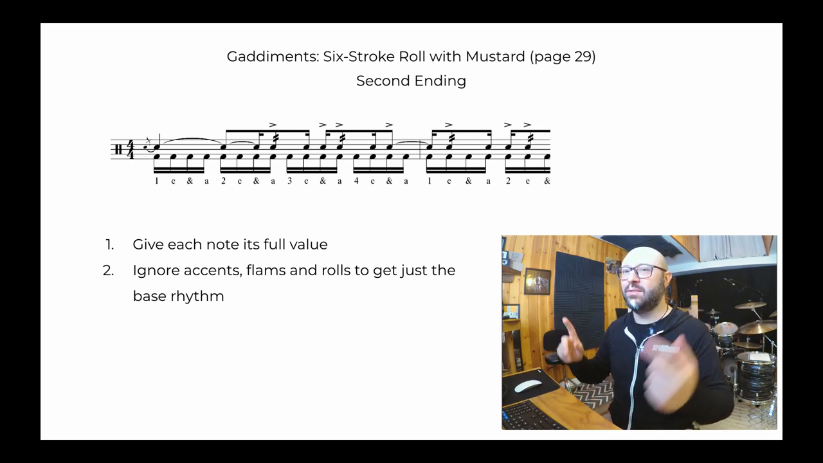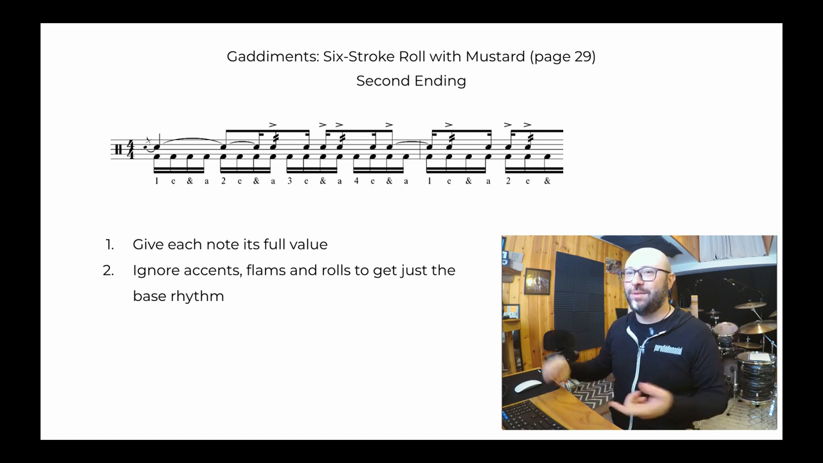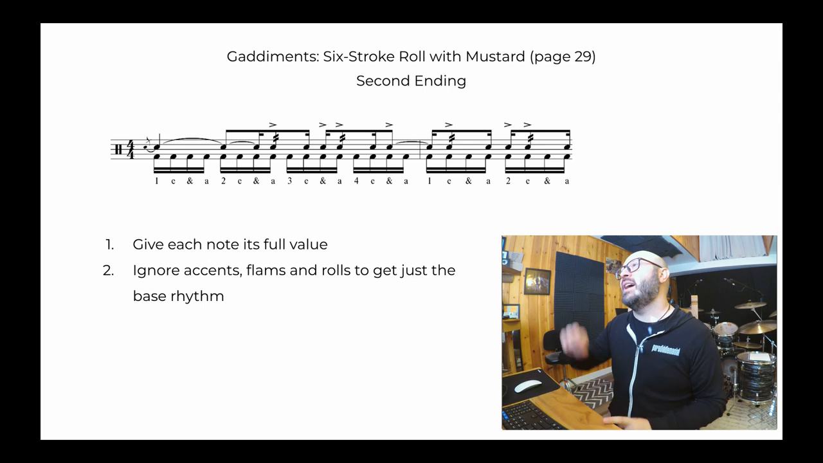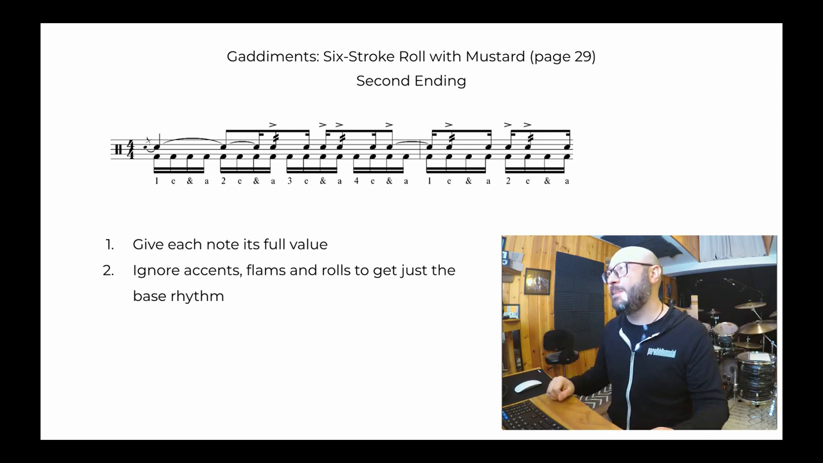Now we have two is the next available place to play. Two, it's a 16th note. Great. E is an eighth note. That covers the E and the and. So two, E and, right? And then we have the and. So two, E and. Great.